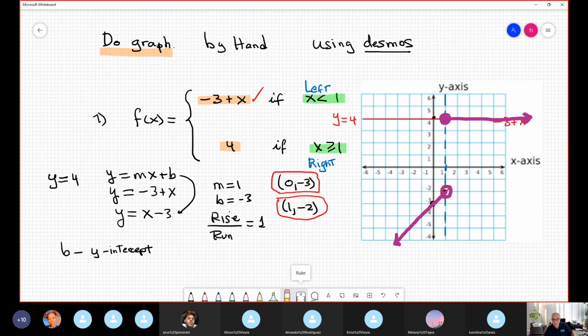And the rest, if you want, you can erase that part. This was auxiliary construction. Okay, don't need. And the dotted line is also not needed. Not necessary. Okay.